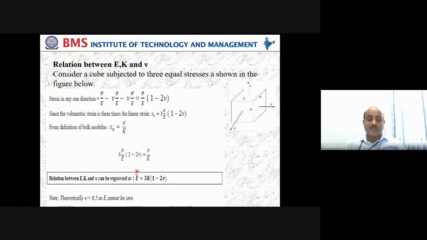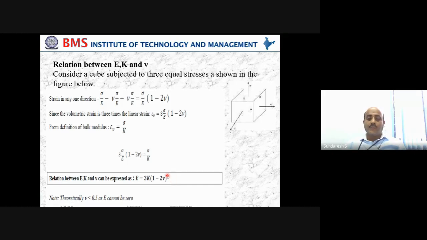So you can see this expression over here. E is equal to 3K into 1 minus 2 nu. This is the relationship existing between E, K and nu. Very, very important is this.